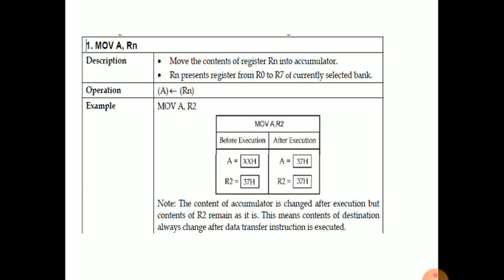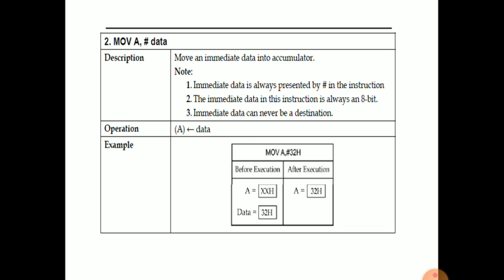I hope everyone has drawn this example table. Now moving on to the next instruction in this data transfer type. That is, the second instruction is MOV A, #data.